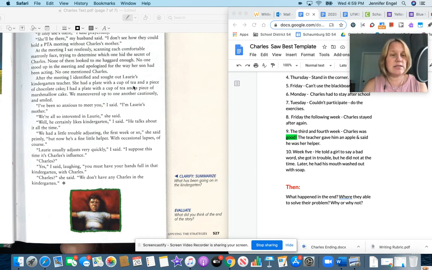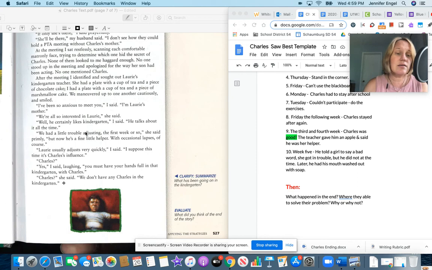She had a plate with a cup of tea and a piece of chocolate cake. I had a plate with a cup of tea and a piece of marshmallow cake. We maneuvered up to one another cautiously and smiled. "I've been so anxious to meet you," I said. "I'm Lori's mother." "We're all so interested in Lori," she said. "Well, he certainly likes kindergarten," I said. "He talks about it all the time."